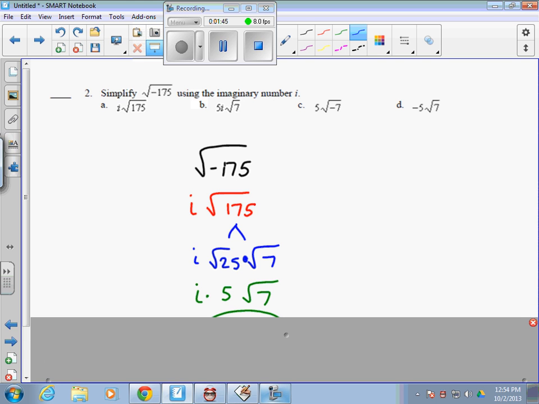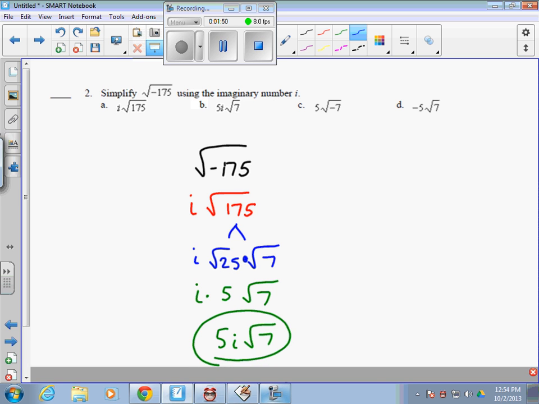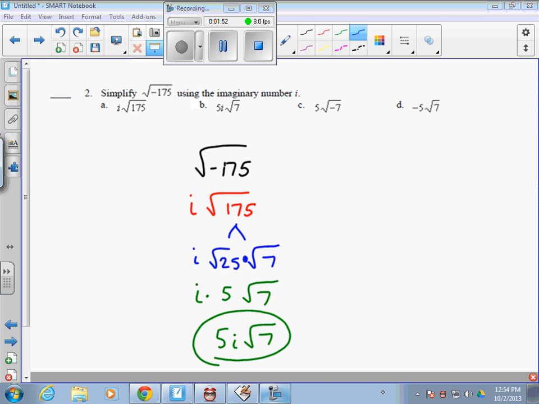We know that the square root of 25 is 5, times the square root of 7, still i times that. So just changing the order of i times 5, we call it 5i times the square root of 7. 5i times the square root of 7.